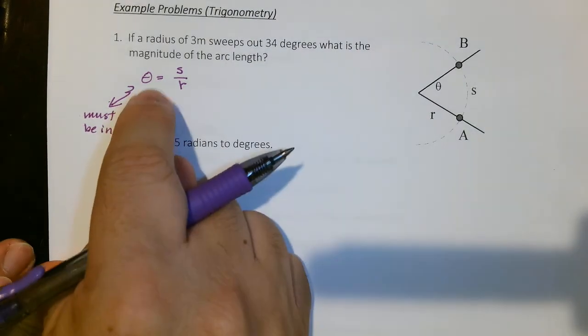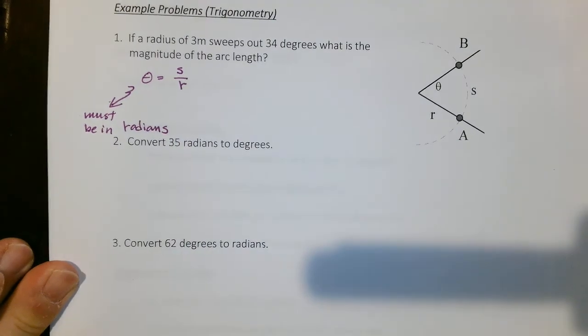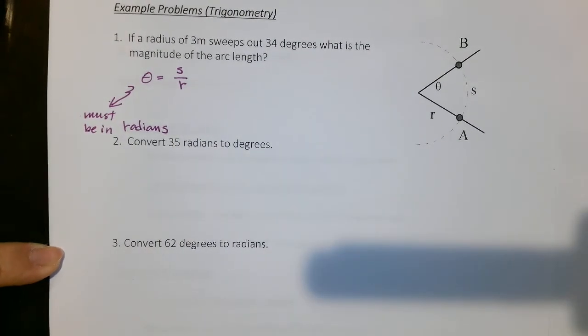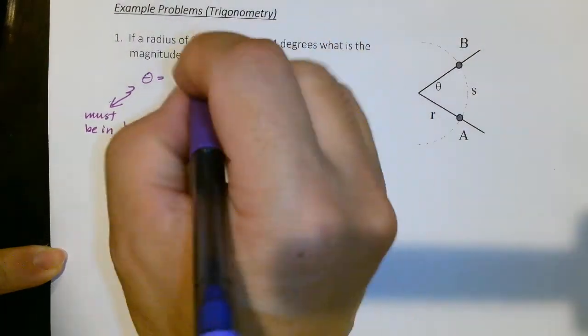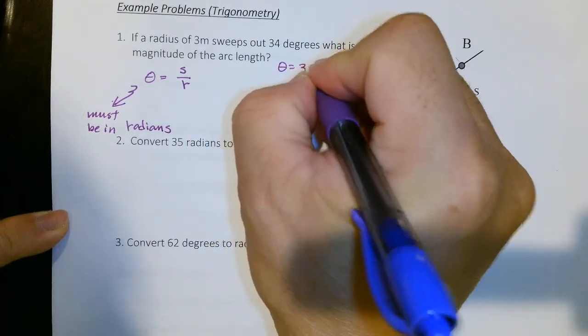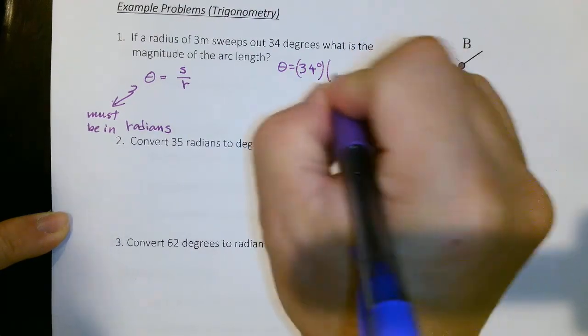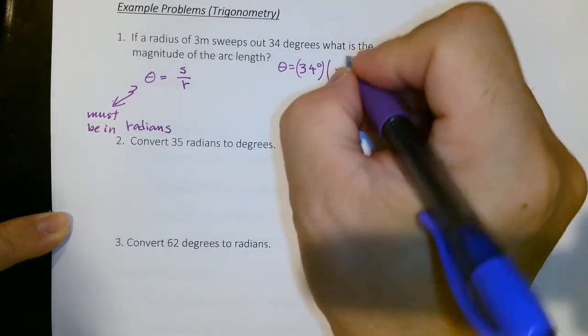Those of you who used 34 degrees here probably got a wrong answer, right? Probably got like over 100 or something like that. So here, my theta is equal to 34 degrees. Now, I have to convert this degrees into radians.